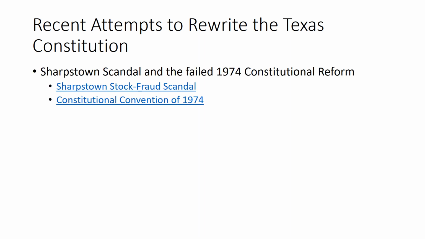We do have two attempts that I have written down here. The first one is called the Sharpstown Scandal and the failed 1974 constitutional reform. I have given you links in the live PowerPoint online if you are interested in reading more about this situation. Basically, what it came down to was that in the wake of the 1970s bribery scandal, a group of reform-minded Democrats were elected to office.